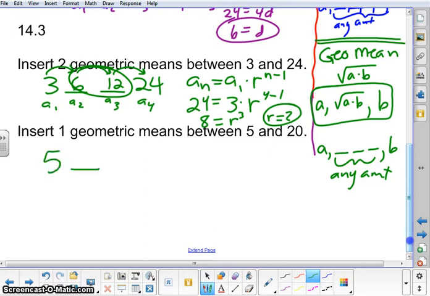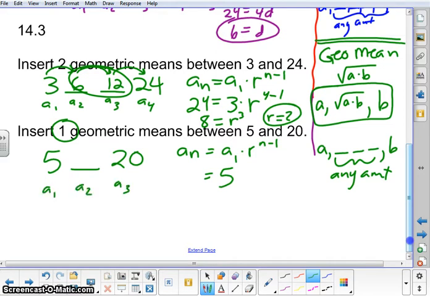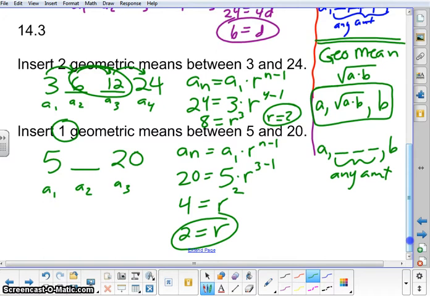Okay, so I'm going to go ahead and put my line between there to show I'm just finding one geometric mean. And the formula that we're going to need is a sub n equals a1 times r to the n minus 1. 5 is my first term. Second term is what I need to find, and then 20 is the third term. So 20 equals 5 times r to the 3 minus 1. Divide both sides by 5, and then r squared equals 4, so r is 2. So once again, I have a common ratio of 2, so all I have to do is multiply by 2 to get the 10, and then I'm done.